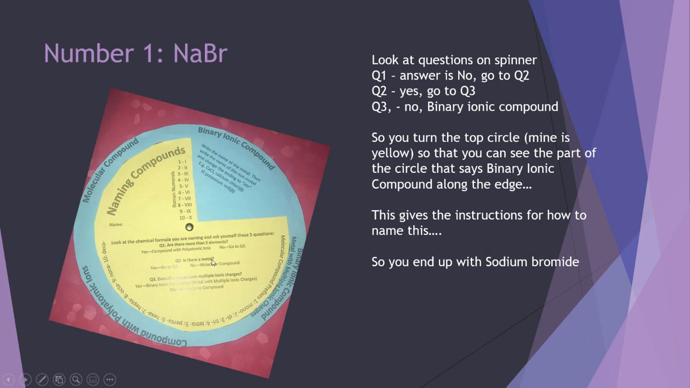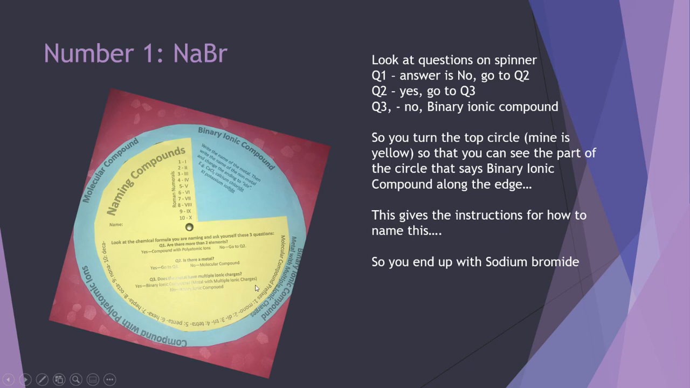So question 2, is there a metal? So a metal means there has to be something over on the left side of the periodic table. So yes, that tells us we should go to question 3. Question 3, does the metal have multiple ionic charges? Well, no, it's sodium. It's in the first column, so it only has 1 charge. So that means it's a binary ionic compound.